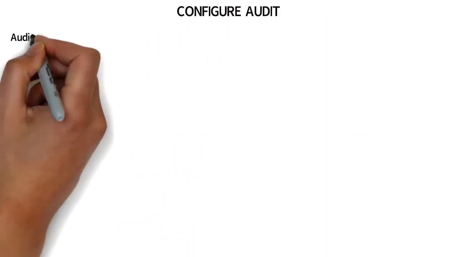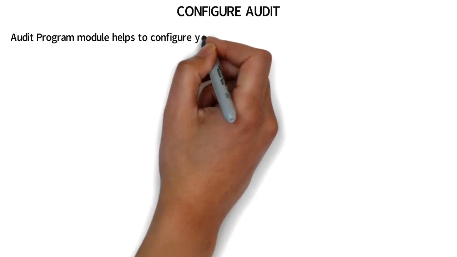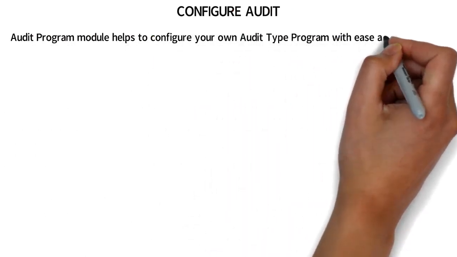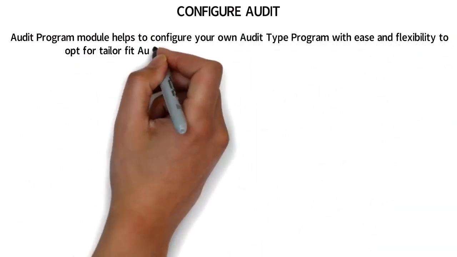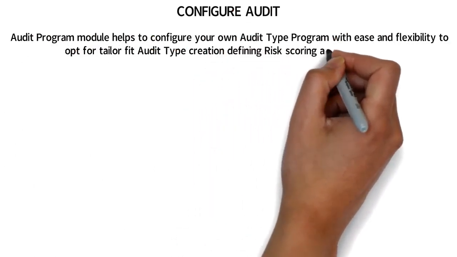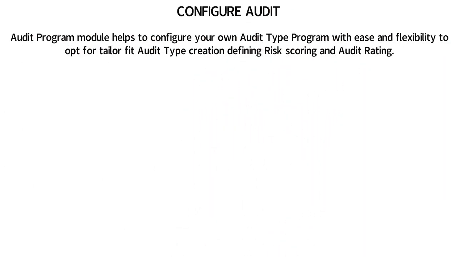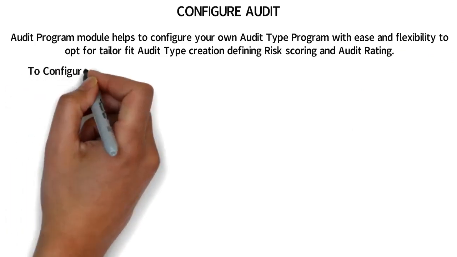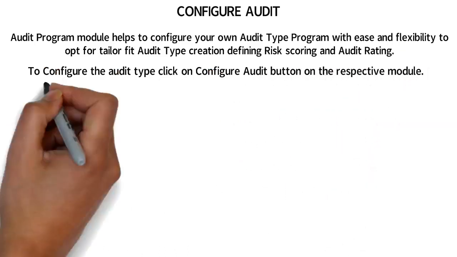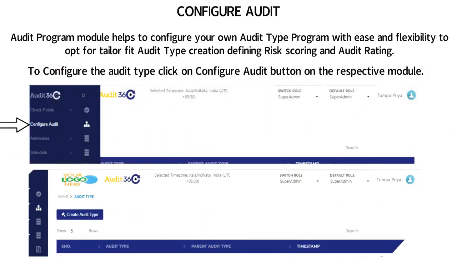The Audit Program module helps to configure your own audit type program with ease and flexibility, to opt for tailor-fit audit type creation, defining risk scoring and audit rating. It has the ability to configure controls or tests as per your need, along with standardized auditor remarks. To configure the audit type, click on the Configure Audit button on the respective module.